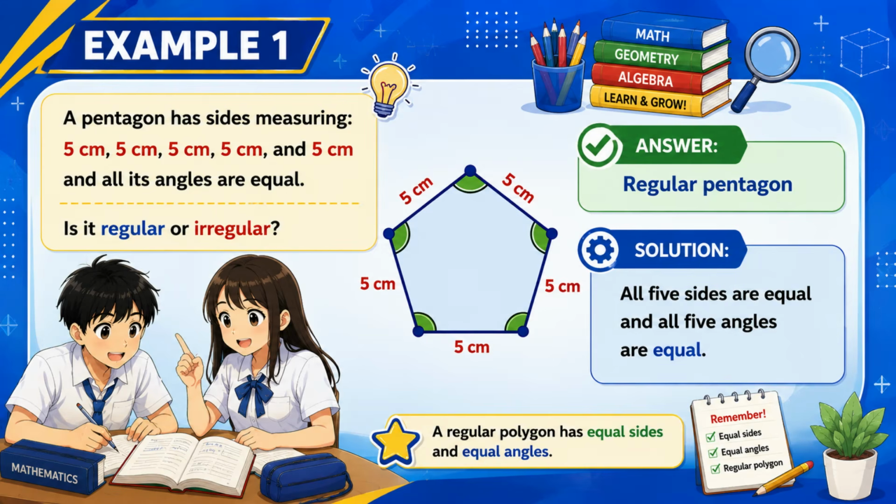A pentagon has sides measuring 5 centimeters, 5 centimeters, 5 centimeters, 5 centimeters, and 5 centimeters. And all its angles are equal. Is it regular or irregular? Answer: regular pentagon. Solution: all 5 sides are equal and all 5 angles are equal.